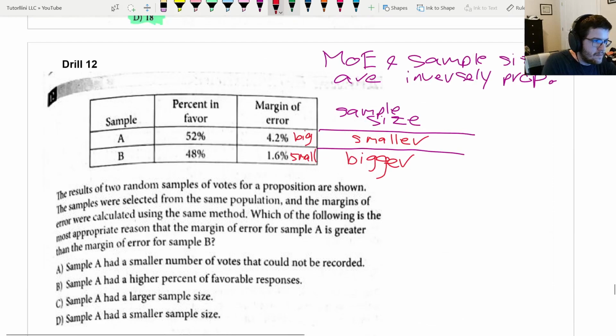Okay, so sample A has the smaller sample size, so that is answer choice D, and that is correct. C is just wrong, right? It's just the opposite. And A and B are just off topic. The only other thing margin of error tells you about is standard deviation, which this question does not mention. So go watch my video if you want to learn more about that. Sample A had a smaller number of votes that could not be recorded. We don't know anything about that. I don't even know where they're getting that from.